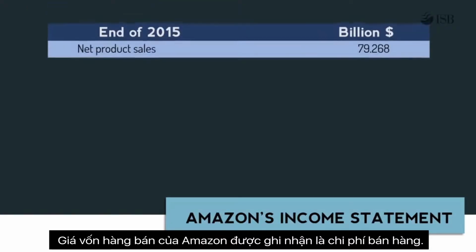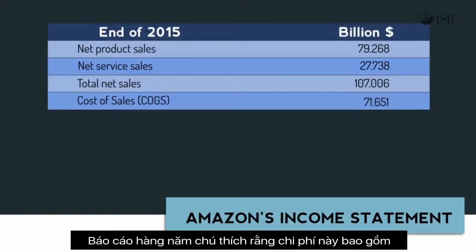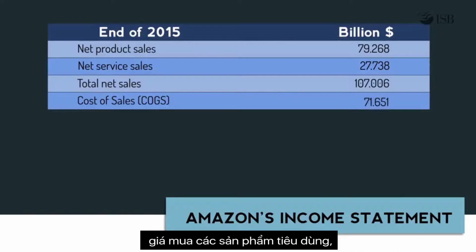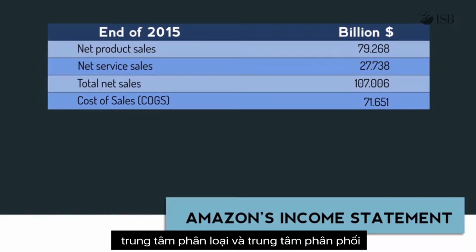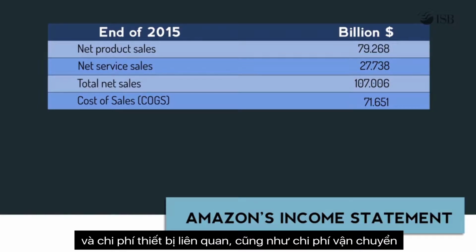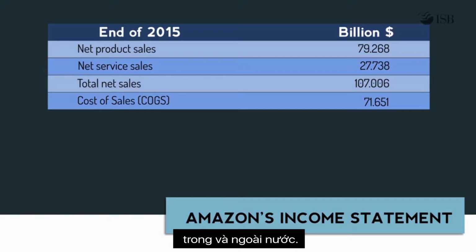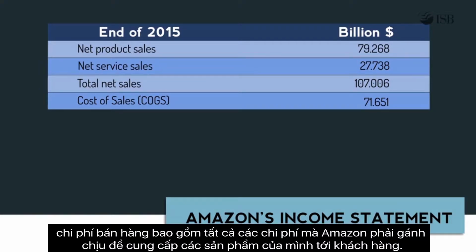Amazon reports COGS as cost of sales. The annual report notes that this includes the purchase price of consumer products, digital media content, packaging supplies, sortation and delivery centers, and related equipment costs, and inbound and outbound shipping costs. In summary, it includes all costs Amazon incurs in delivering its products to its customers.